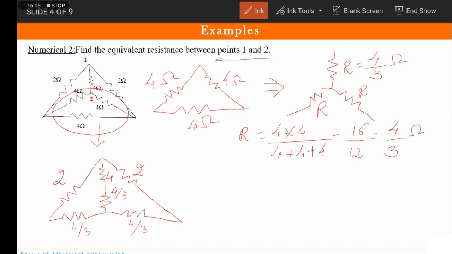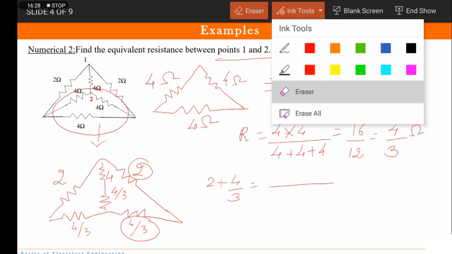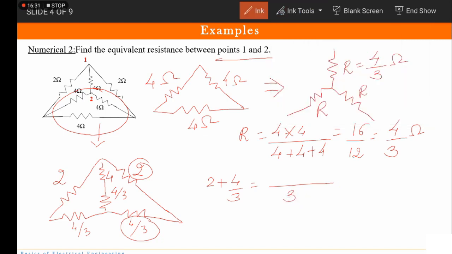Now this becomes a bit simple. Now we know that 4 by 3 and 2 ohms, this and this, are in series. So let us calculate what will be the effective resistance. It will be 2 plus 4 by 3. So LCM is taken to be 3. So it becomes 6 plus 4. That comes out to be 10 by 3. Okay, so series resistance comes out to be 10 by 3 ohms. The same is applicable for these two as well.